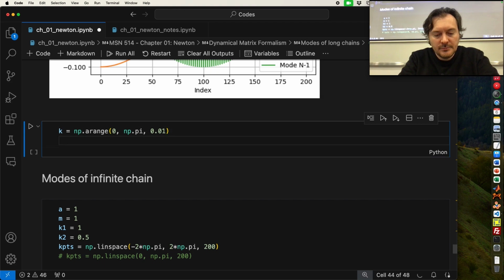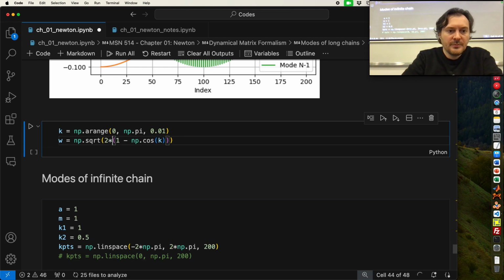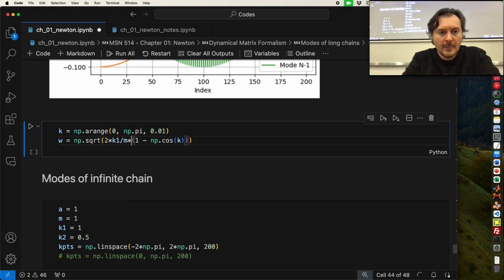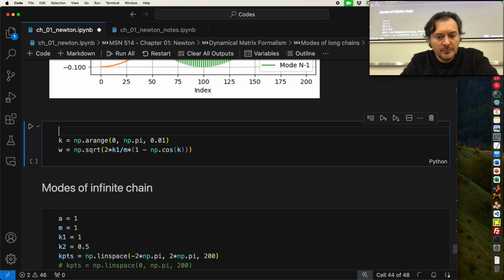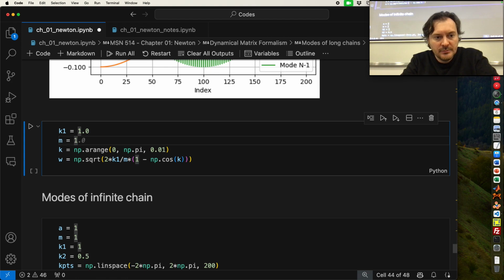Would this work? Probably. Look at that. It guessed what I want to do. Although there is something missing here. What is missing? 2 times, actually, inside this I should have 2 times k1 over m. So let's go with k1 equals 1.0, m equals 1.0.